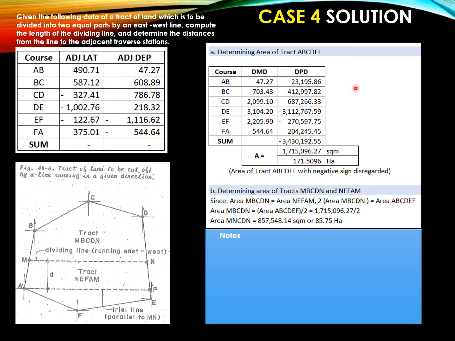Determine the area of tract ABCDEF. So, the whole tract, get that again, the area. And then, determining the area of the tract MBCDN. Of course, to get M, B, C, D, N, it should be divided by 2. We need to divide it into equal parts, but with just a straight line.